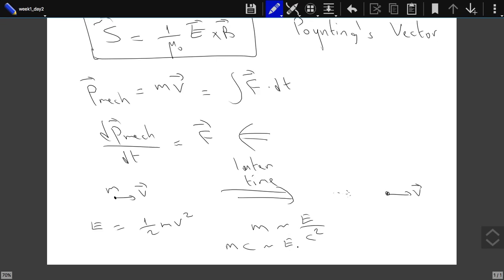Hocam, is it about 4-vector? No. I'm not even mentioning 4-vectors.